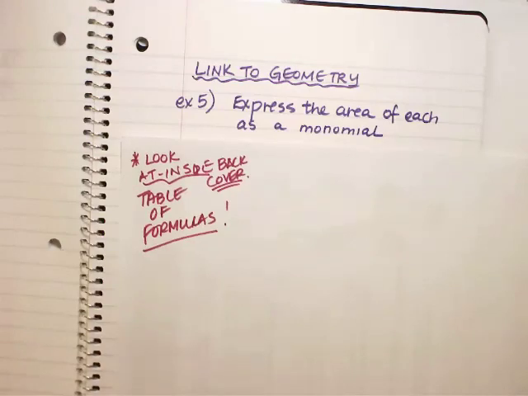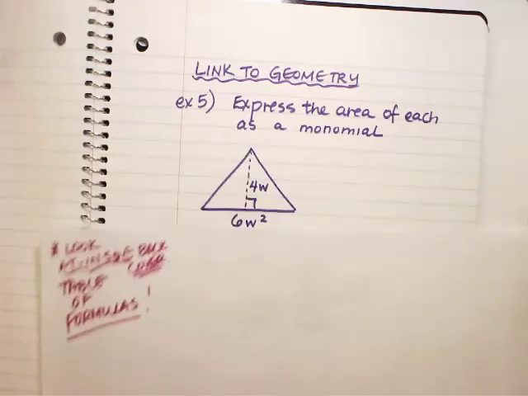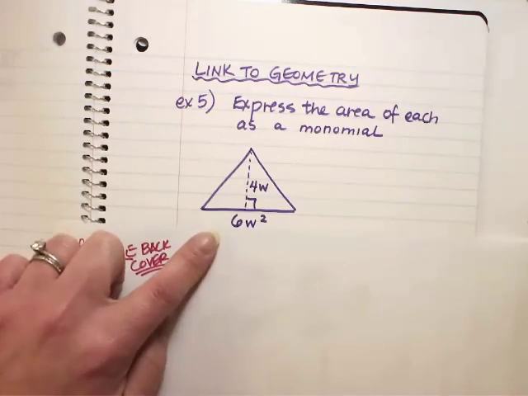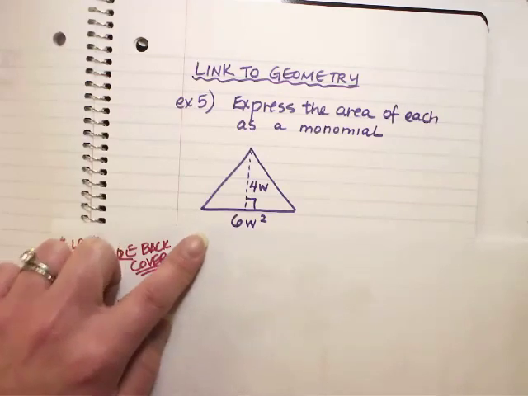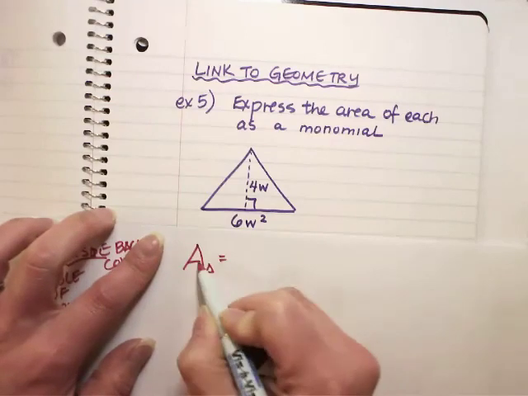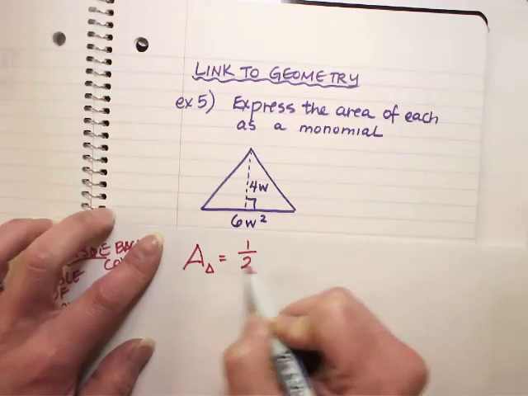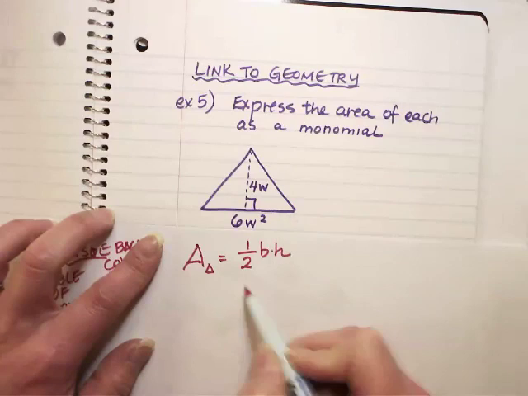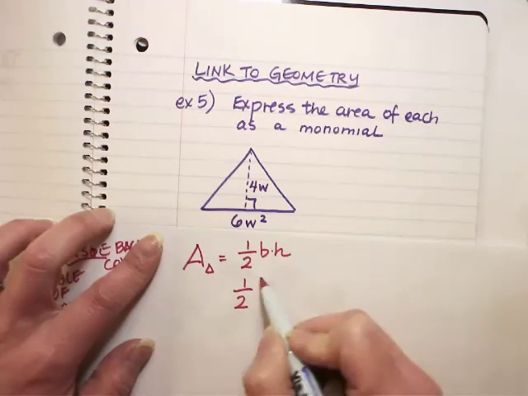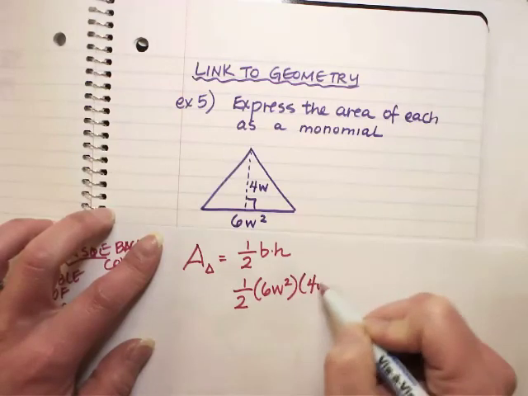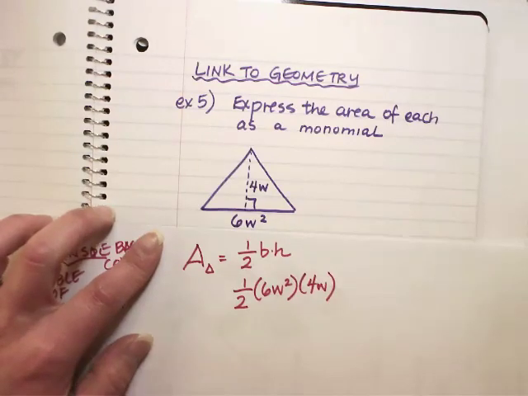Here is a triangle. I've got a base of 6w squared, and I have a height of 4w. What is the formula for the area of your triangle? You found it? 1/2 base times height. So our base is 6w squared. I'm going to replace that in for base, 6w squared. Our height is 4w. Now let's see if we can multiply this together.